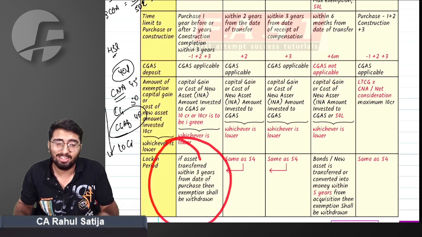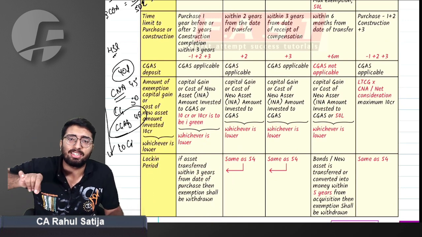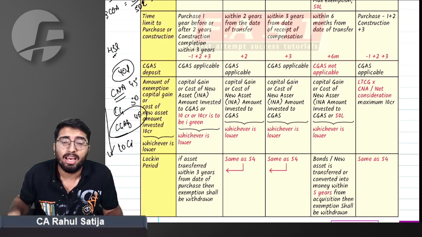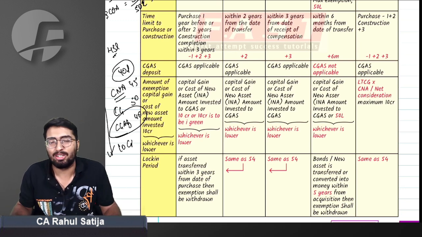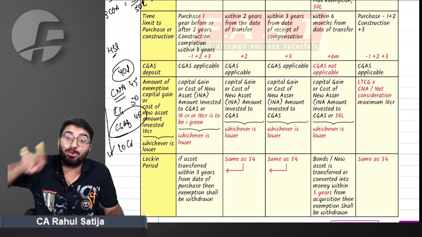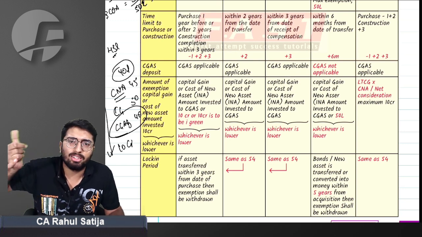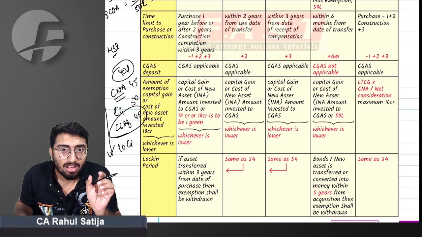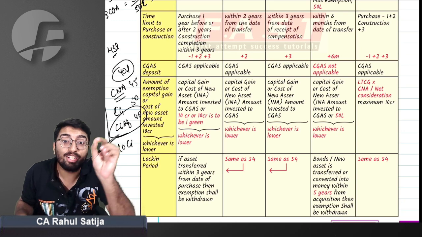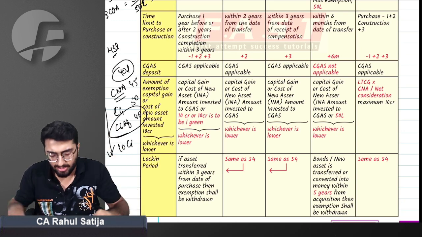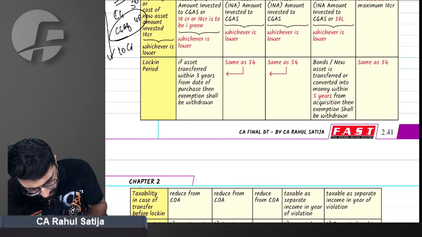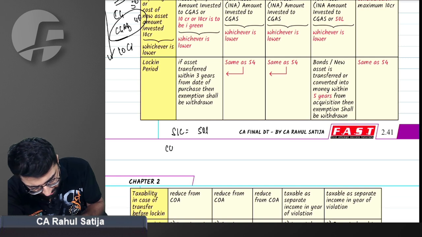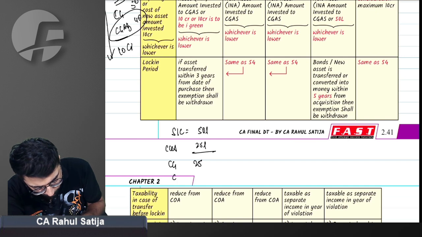Also, there is a lock-in period. Once you have constructed or acquired a house property, you cannot sell that house property for at least 3 years. In case you sell that house property, any exemption claimed will be withdrawn, or I should say any exemption that you have taken will be reduced from the cost of acquisition at the time of the subsequent sale. Sir, what I am saying, just listen to this example. For example, sir, I had transferred a house for 50 lakh rupees. Cost of acquisition was 25 lakh rupees, and capital gain was 25 lakh rupees. I took an exemption of 20 lakh rupees.